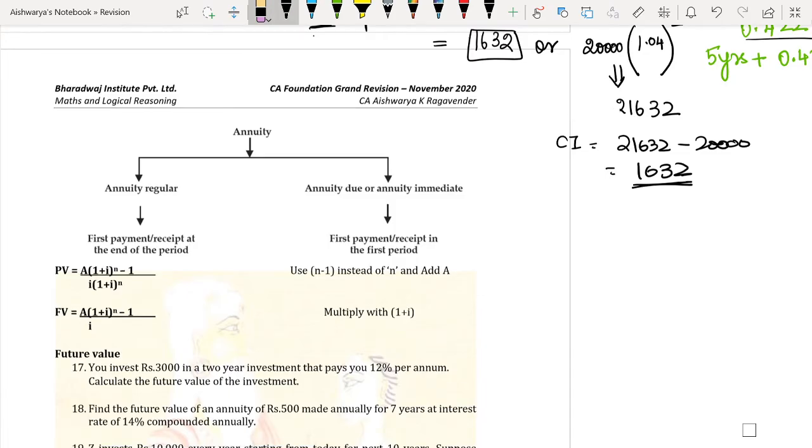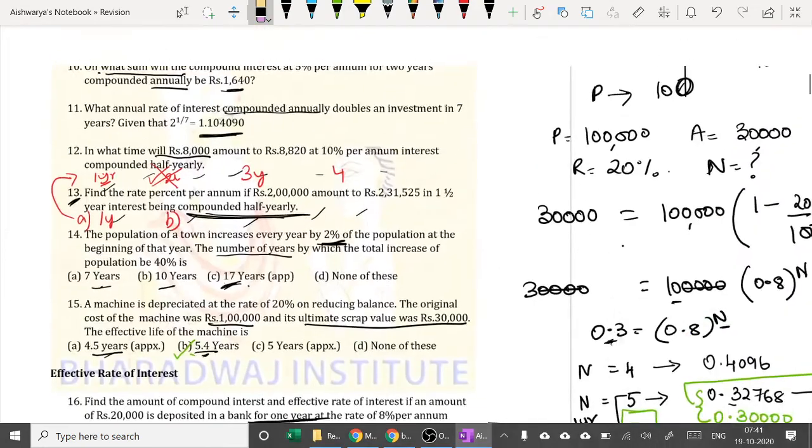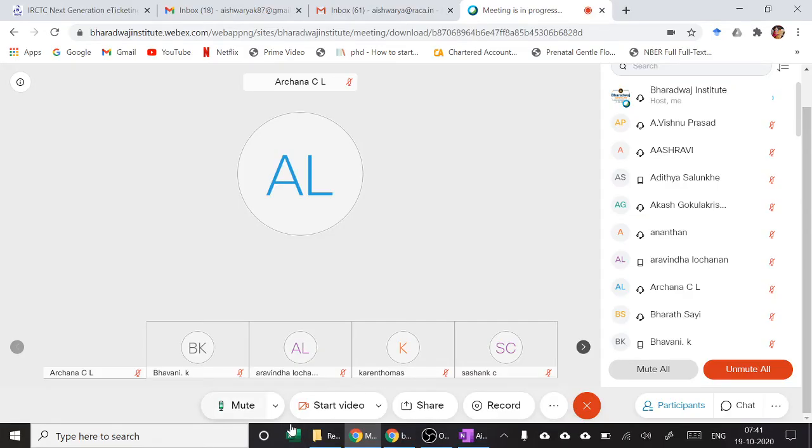So what you saw so far, do you want a 2-minute break? And then we'll start with annuity. We'll just take a 2-minute break for you to quickly go through whatever we have done. It's 7:41 on my system right now. We'll start at 7:45. That gives you a 4-minute break.